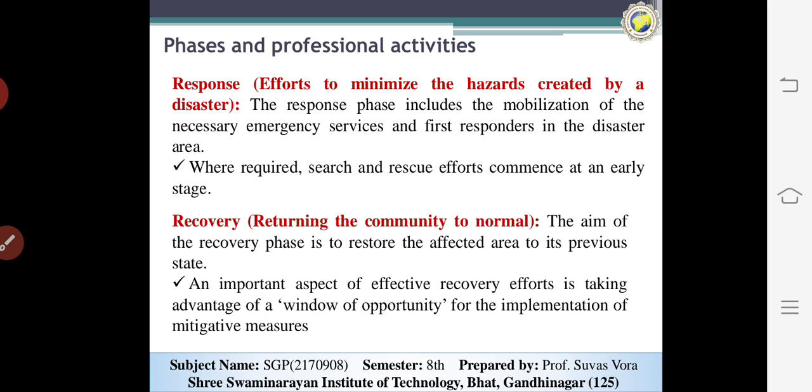And then in the last stage, the recovery stage, it means unlocking the lockdown and trying to make an environment like the previous situation. It means the aim of the recovery phase is to restore the affected area to its previous stage. So with these four stages, we can easily understand the nowadays corona situation, which are the four phases of disasters.